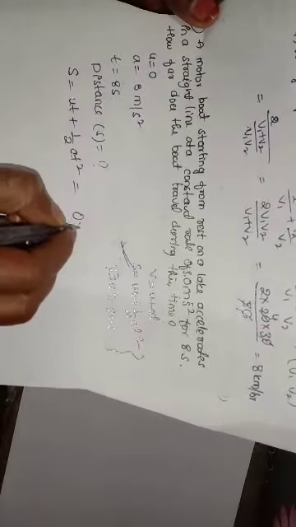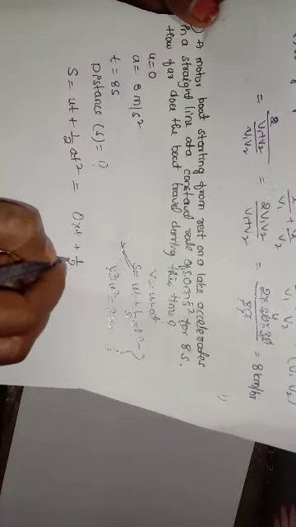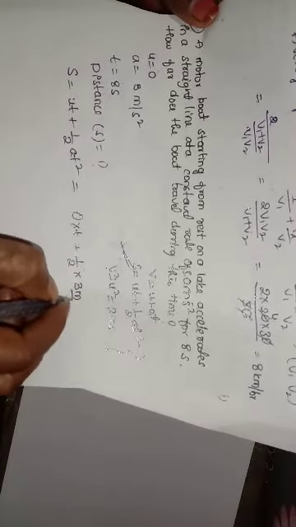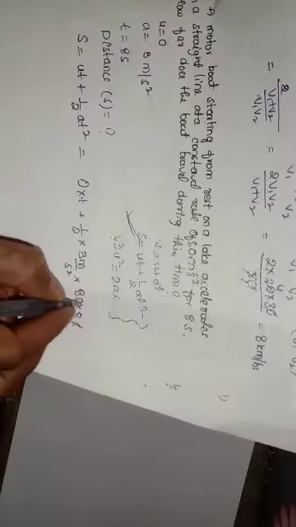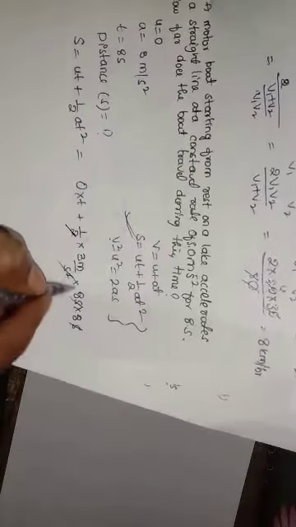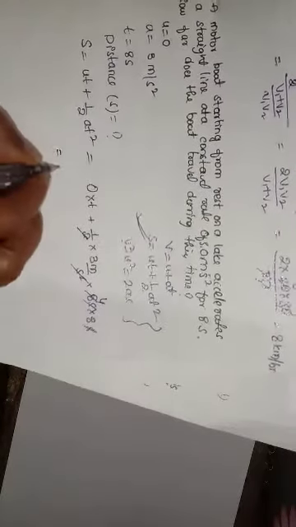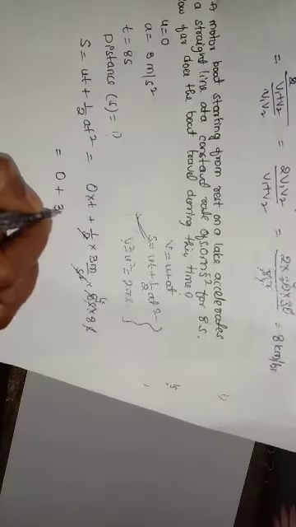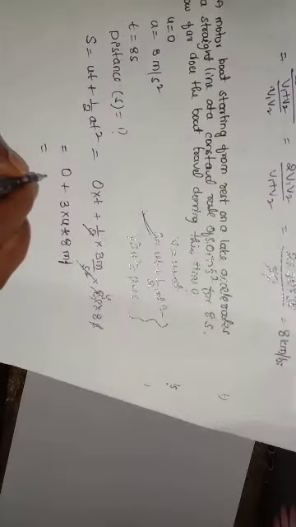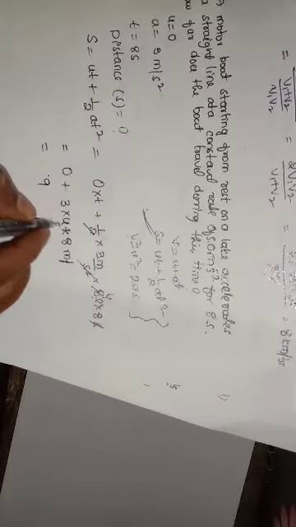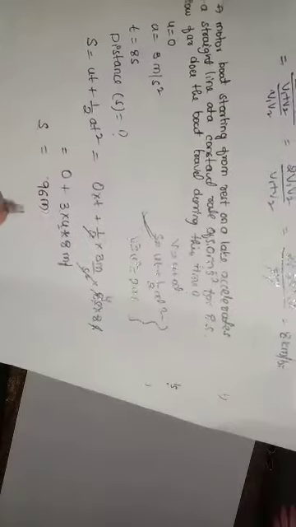u is nothing but 0 here, 0 into t plus half into a, which is 3 meter per second square, into time 8 seconds into 8 seconds, second square cancels, and this is 4. So here 0 plus 3 into 4 into 4 into 8. Seconds already cancelled, right? Meters. So how much will you get? 3 4s are 12, 12 8s are 96 meters. Distance is equal to 96 meters.